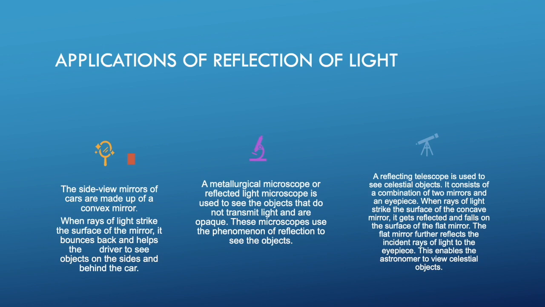In telescopes, a reflecting telescope is used to see celestial objects. It consists of a combination of 2 mirrors and an eyepiece. When rays of light strike the surface of the concave mirror, it gets reflected and falls on the surface of the flat mirror. The flat mirror further reflects the incident rays of light to the eyepiece. This enables the astronomer to view celestial objects.